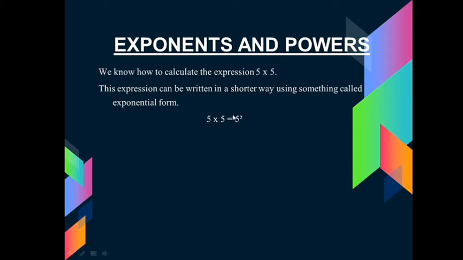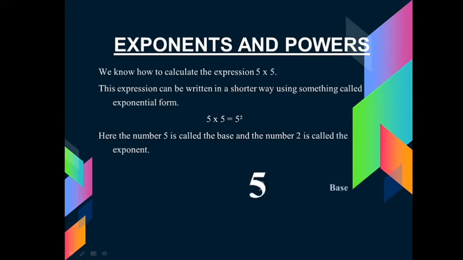So why have we written 2 here? Because here 5 is multiplied by itself 2 times, that's why we have written 2 as an exponent and 5 as a base. Here the number 5 is called the base and the number 2 is called the exponent. As I told you, 5 is called a base, or we can say it is a factor, and 2 is called an exponent because we have multiplied 5 two times with itself. This whole expression is called a power.